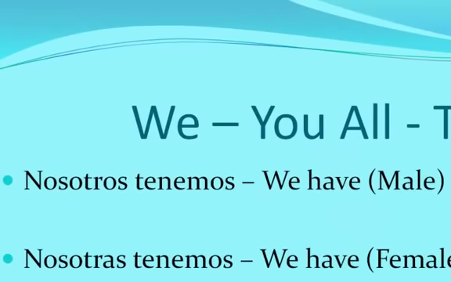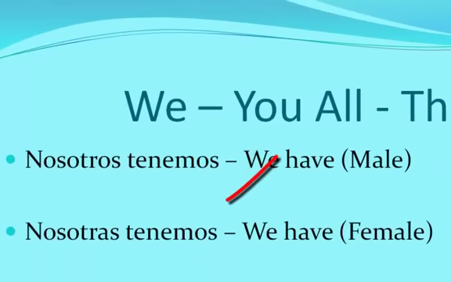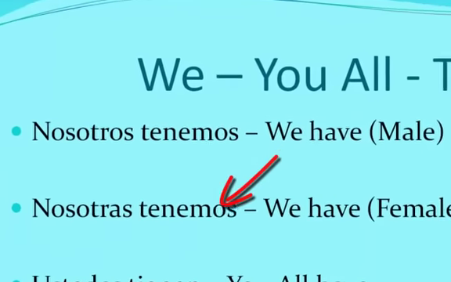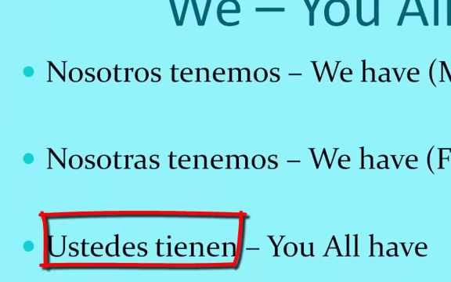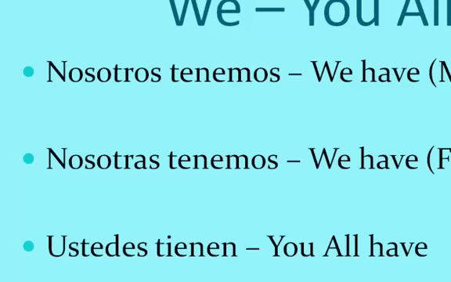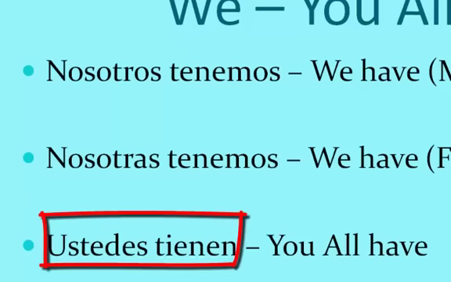Okay. Male if you're talking about boys or boys and girls. Female if you're talking only about girls. Okay. So that would be nosotros tenemos. Nosotros tenemos. And the female form is nosotras tenemos. Nosotras tenemos. To say you all have, that's ustedes tienen.